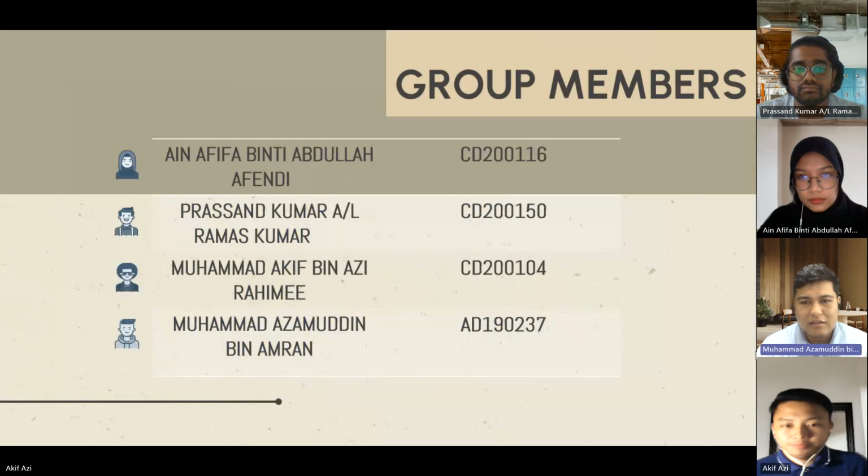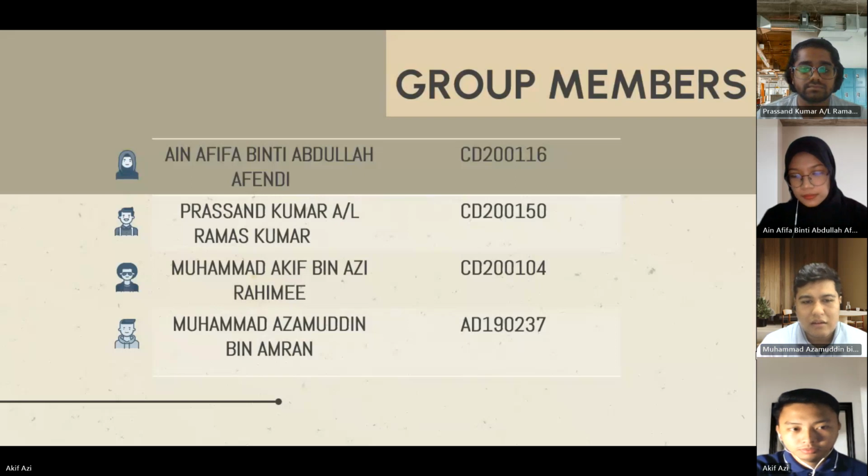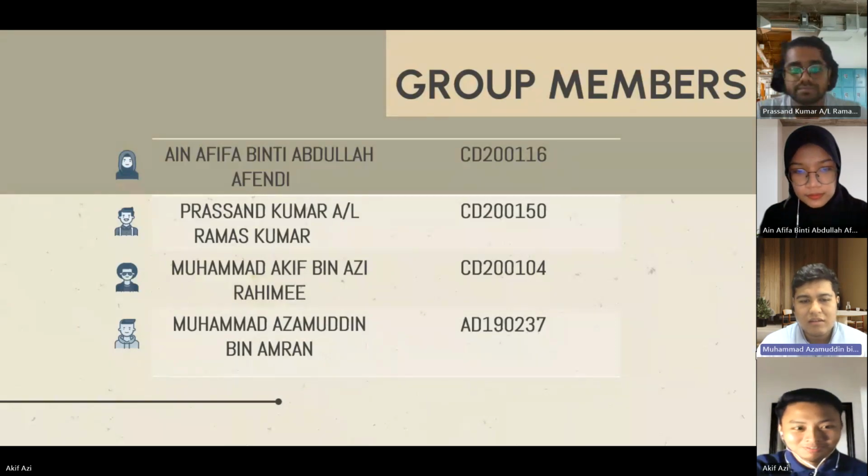Okay. These are our group members. So the first is Ain Afifah binti Abdullah Afendi. Then Prasan Kumar, anak lelaki Ramas Kumar. The third one, Muhammad Akif bin Aziz Rahimi. And then the last one is me, Muhammad Azamuddin bin Amran.